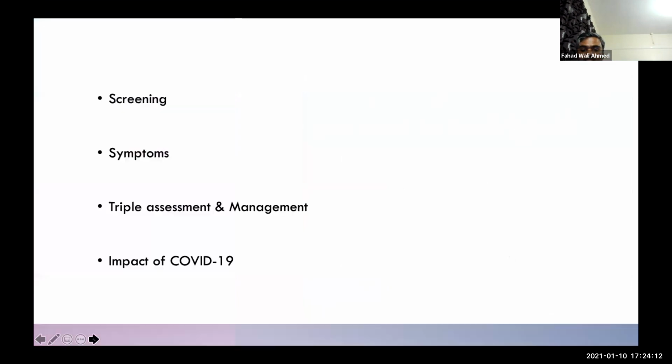So during this talk, I'm just going to talk about screening. What are the common symptoms of breast cancer? A brief introduction about triple assessment and management of breast cancer. And finally, how COVID has impacted our services.